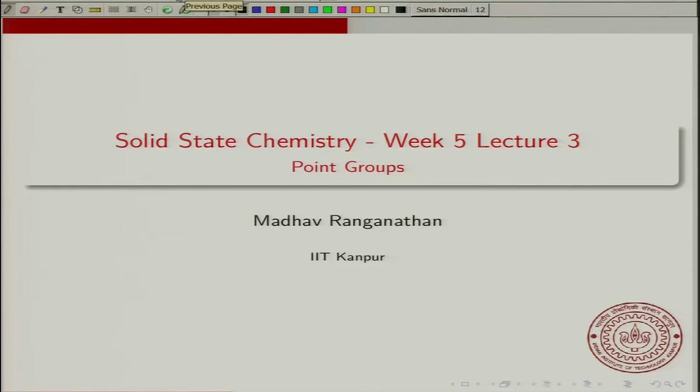Now I will go to the third lecture of week 5 of this course, and in this lecture we will look at point groups in more detail. We have already seen point symmetry operations, space symmetry operations, and where the concept of a group comes from. Now we look at point group, which basically represents the set of all point symmetry operations in a crystal. So, in this lecture we will talk about point groups.